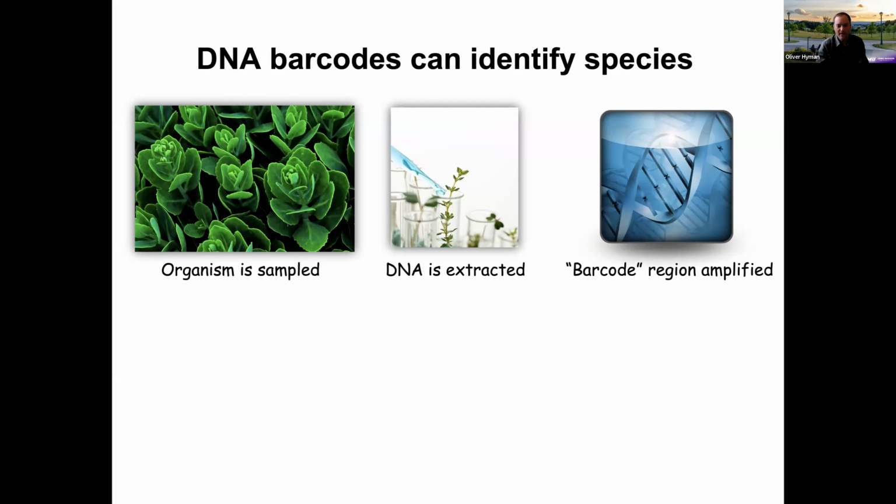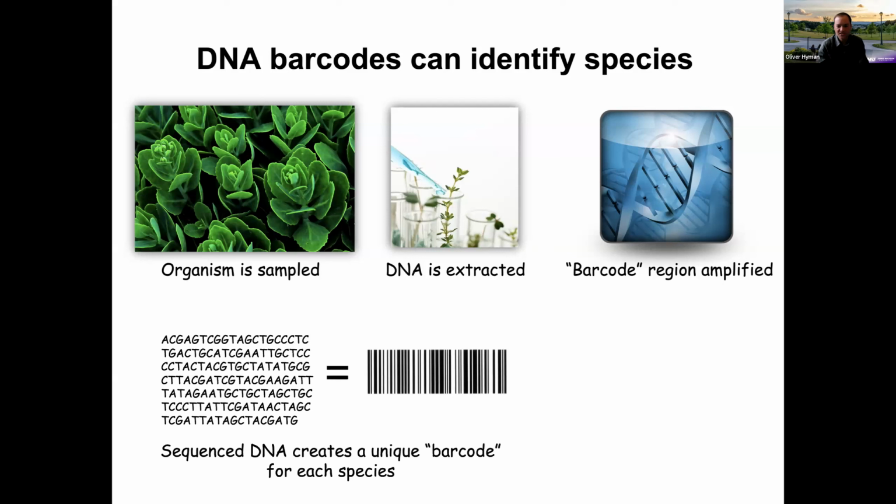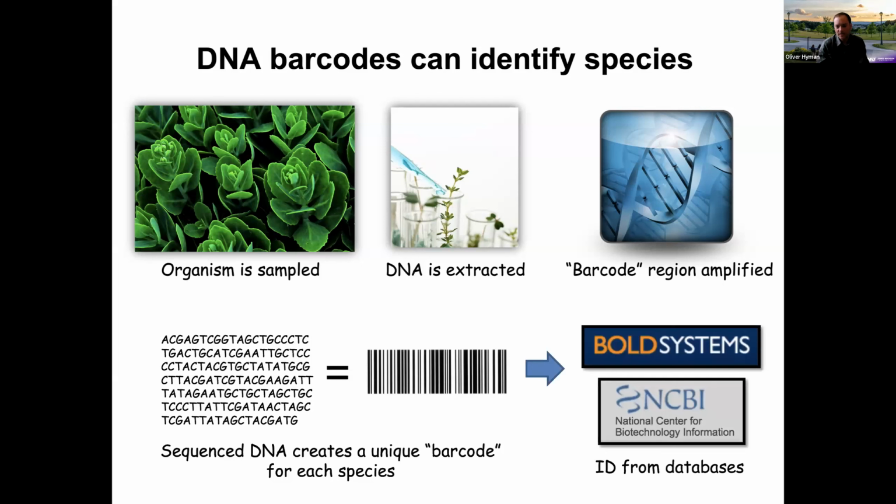Once you amplify that region, you can send it off for sequencing, and that is your DNA barcode. You can take that DNA sequence or the DNA barcode and enter it into a database. You can use either NCBI or the Bold Systems database. There are some other databases as well. And essentially, it's like a Google search for that organism. It'll pop back what the taxonomic ID is, once again, to usually the species or genus level, though not always.